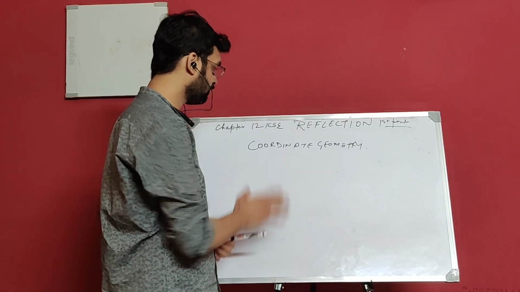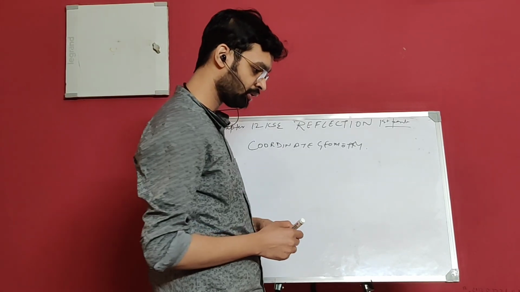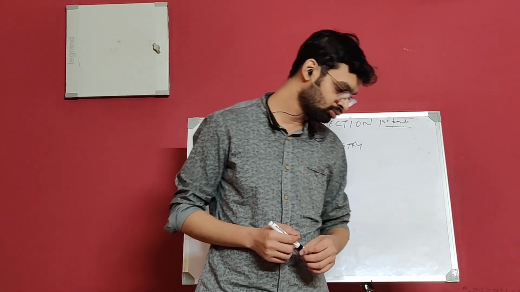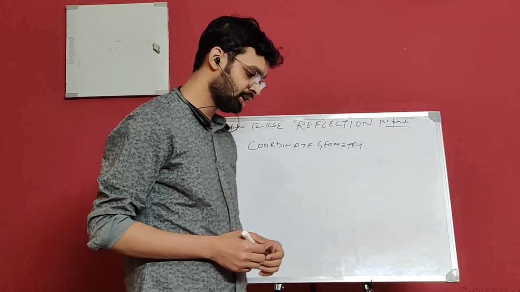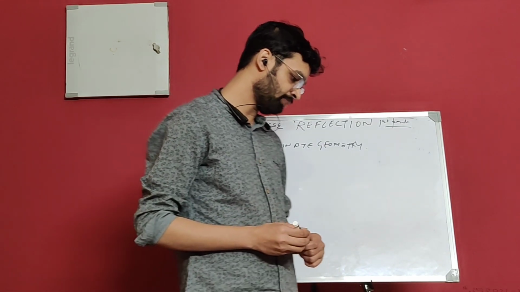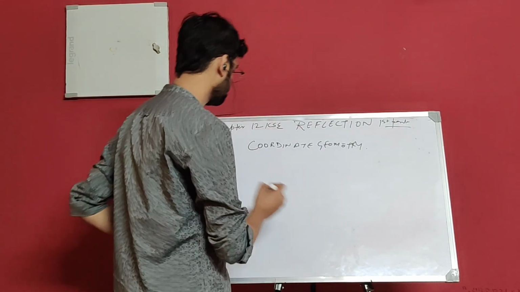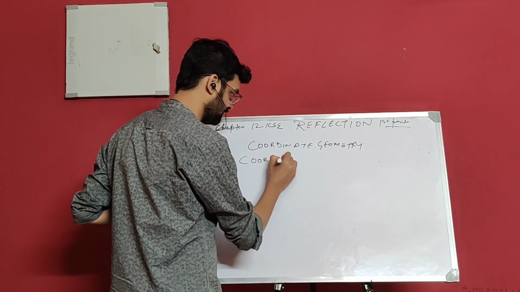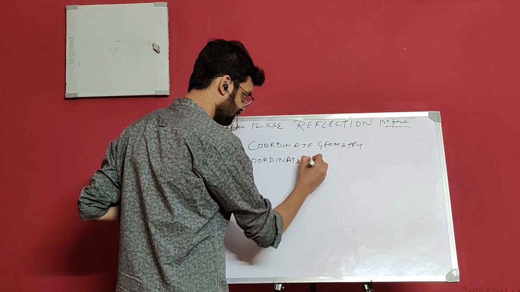So what is coordinate geometry actually? Coordinate geometry is the branch of geometry in which two numbers, called coordinates, are used to locate the position of a point in a plane. Okay. So first thing, what is coordinate axis?